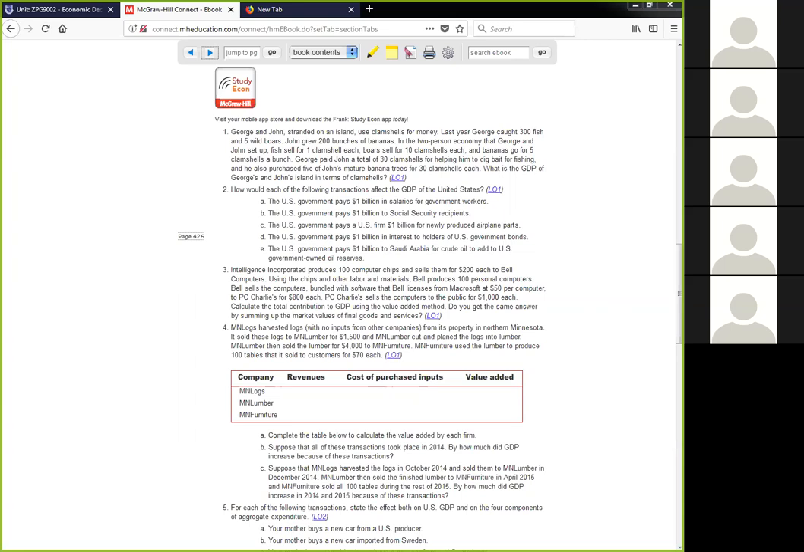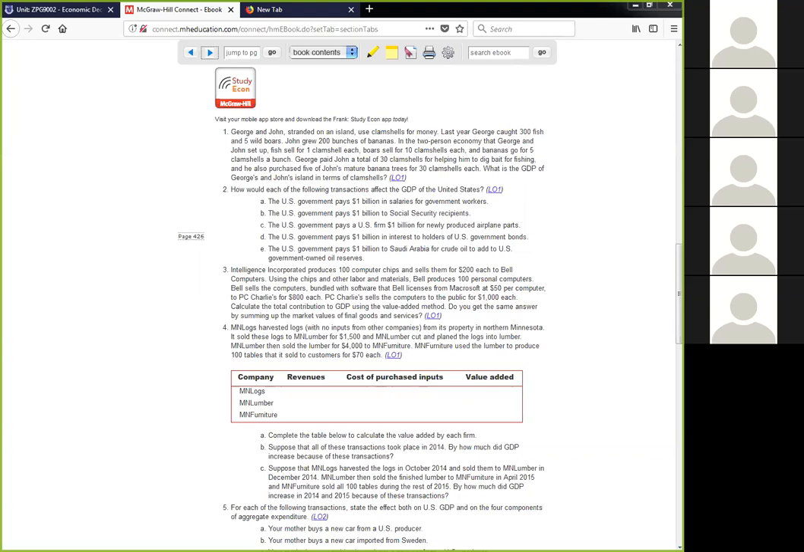See, the US government pays US firms $1 billion for newly produced airplane parts. Will that be included? Yes, it will. Why? Because they're from Boeing, they buy airplane parts. It's the final product, right? Because what are they going to do? They're going to use that to make sure that they maintain their aeroplanes. That's a service. Right. The US government pays $1 billion interest to the holders of government bonds. That can't be included because it's a money transfer.